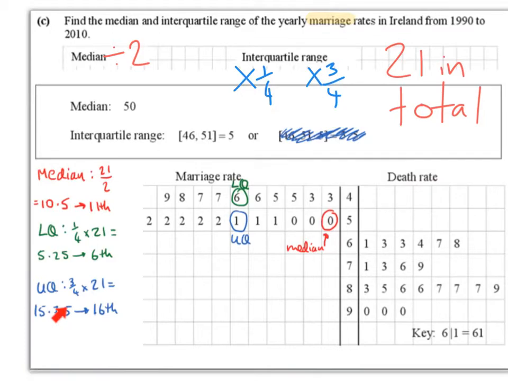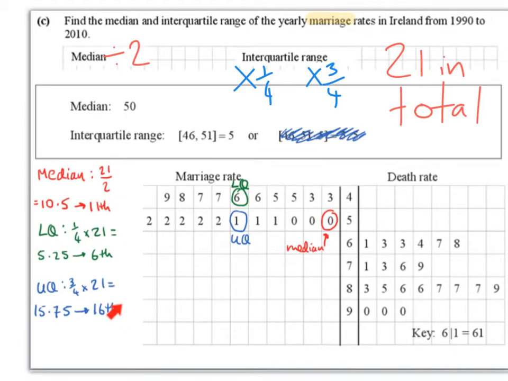So again, just like here and here, we round up. Whenever we're dealing with medians or interquartile ranges, if we get a decimal, we round up. So 15.75 rounds up to 16. So the 16th value is going to be the upper quartile. UQ stands for upper quartile. 16 is not the answer.